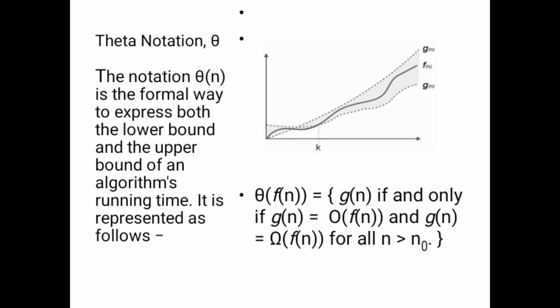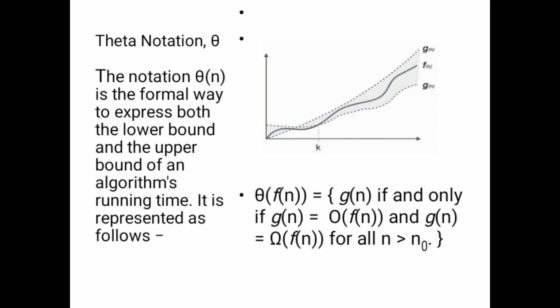Next we have theta notation. Let f of n be the time complexity of an algorithm. The function f of n is said to be big theta of g of n, denoted by f of n belongs to theta of g of n, or f of n is equal to theta of g of n, such that there exist some positive constants c1 and c2 and non-negative integer n naught satisfying the constraint c1 into g of n less than or equal to f of n less than or equal to c2 of g of n for all n greater than or equal to n naught.